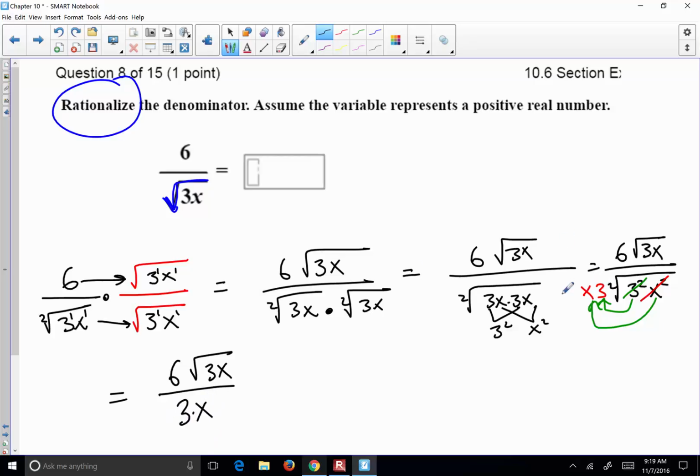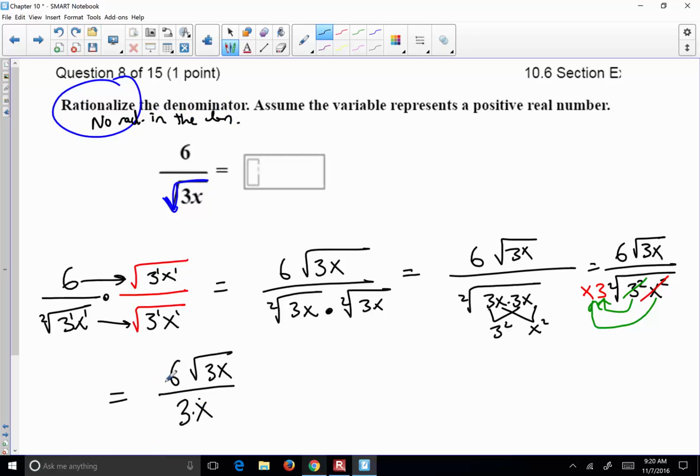Look, 3 and x. Are we done? We have actually accomplished what they requested. Do you see any radicals in the denominator anymore? That's what rationalizing means. No radical in the denominator. I did it.